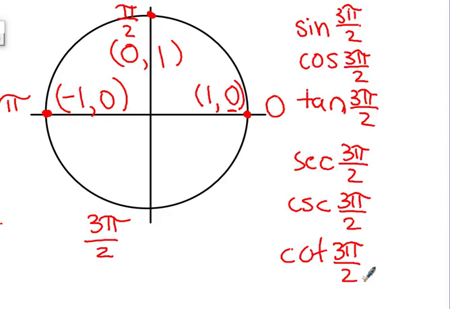And we have this memorized also, right? Tangent is sine over cosine. And answer this for me. Secant is the reciprocal of which? Okay, good. Secant is the reciprocal of cosine.